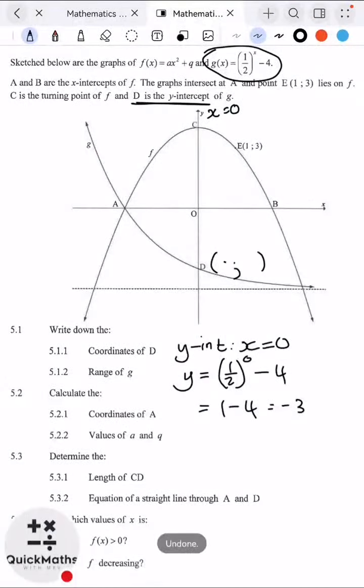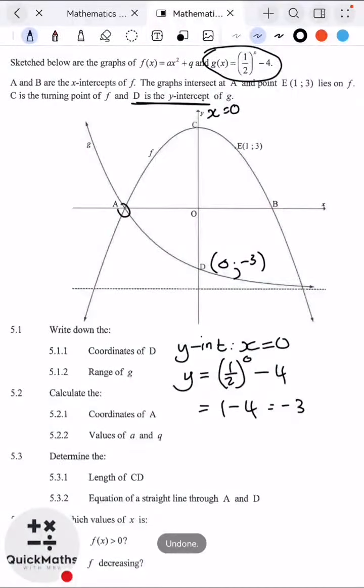X value is 0. And the y value we just found is minus 3. So remember, whenever you're finding a y-intercept, x is equal to 0. Similarly, if you're finding an x-intercept, y is going to be 0. So everywhere on your x-axis, y is equal to 0.